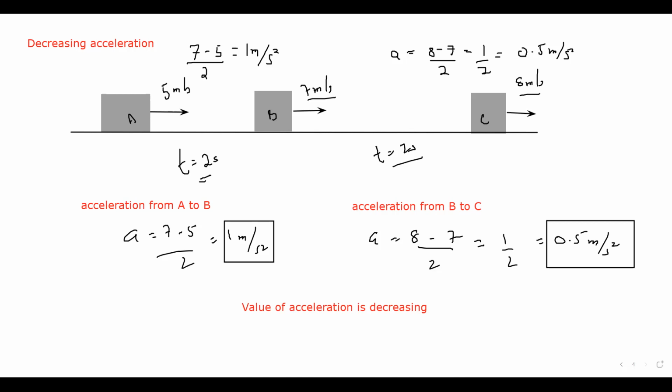Yes, Abdullah Sarfraz? So, sir, velocity is not being changed from B to C. It is changed from B to C. From B it is 7 and at C it is 8. But the change is smaller.